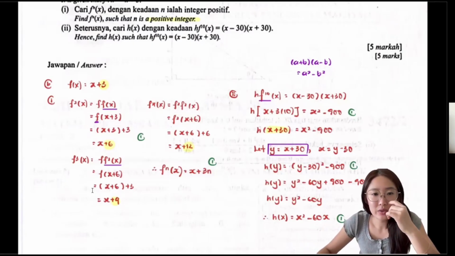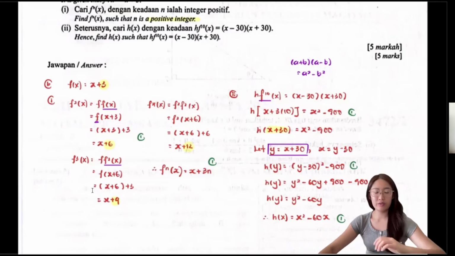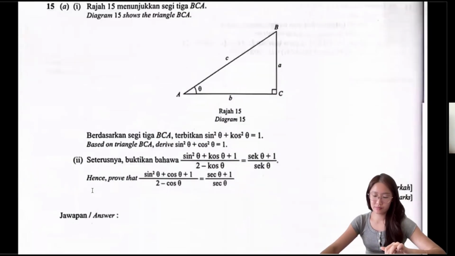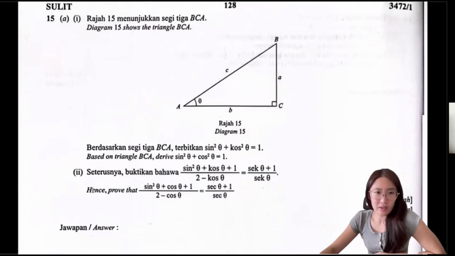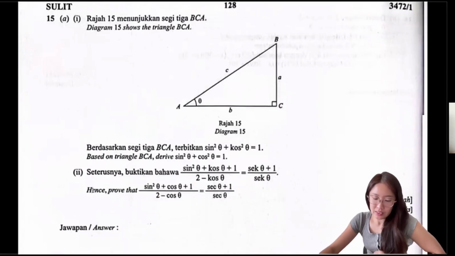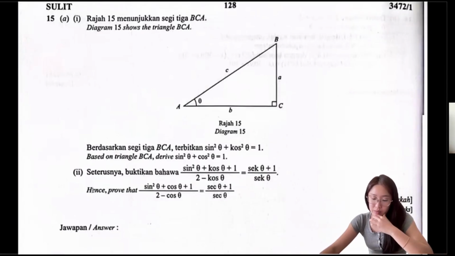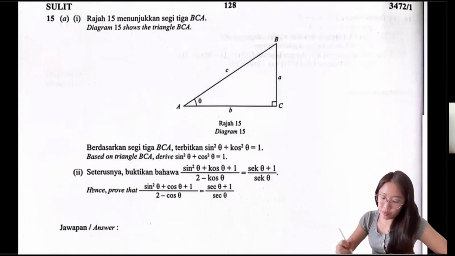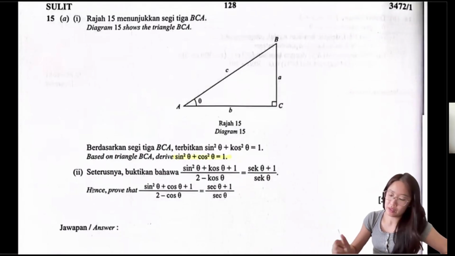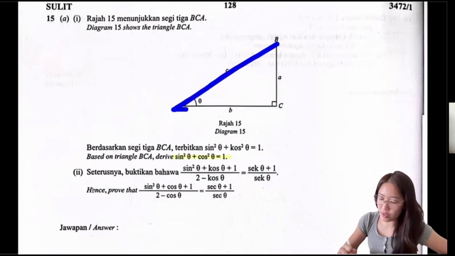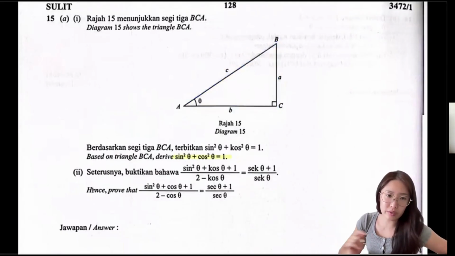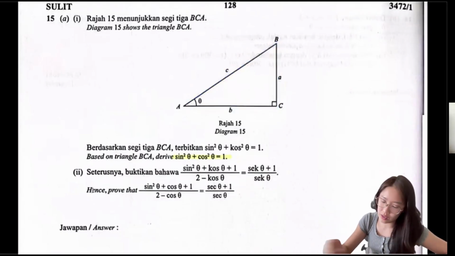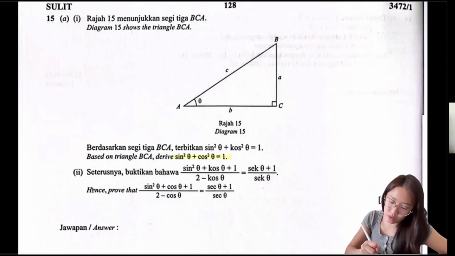Okay, now the last question, everybody. Last question, 15. Okay, part 1, the last one. Diagram 15 shows the triangle BCA. They want us to derive your basic identity, sine squared plus cos squared equals to 1. Okay, very simple. When you have a right angle triangle, you can use Pythagoras theorem, you can use sine, cos, tangent, isn't it? So this question involves sine and cos.